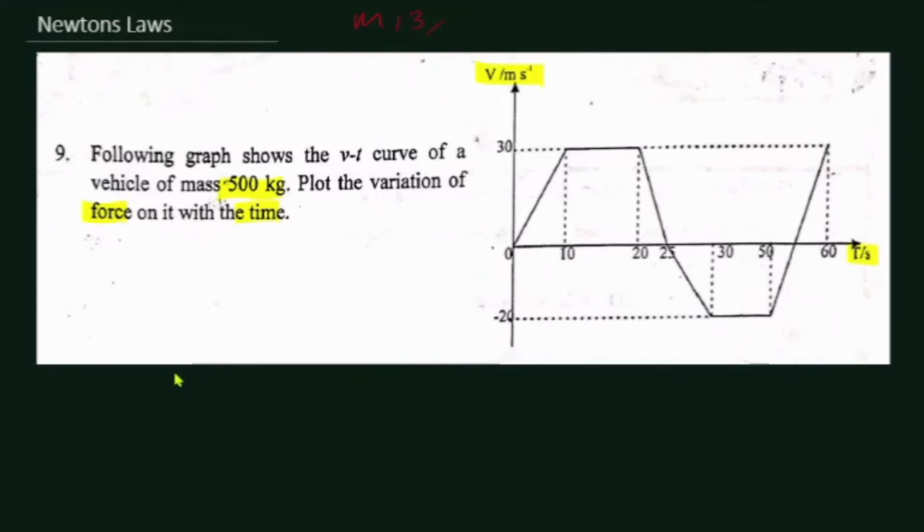What do you think? Simply, we know the equation. If we consider F equals ma, the mass is going to be constant. According to Newton's second law, if we consider the equation F equals ma and the mass is a constant, we can write that force is directly proportional to the acceleration.